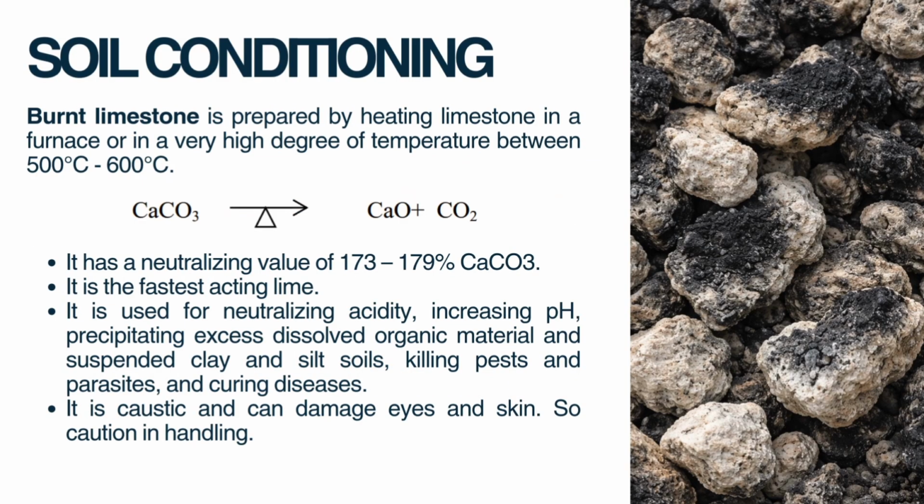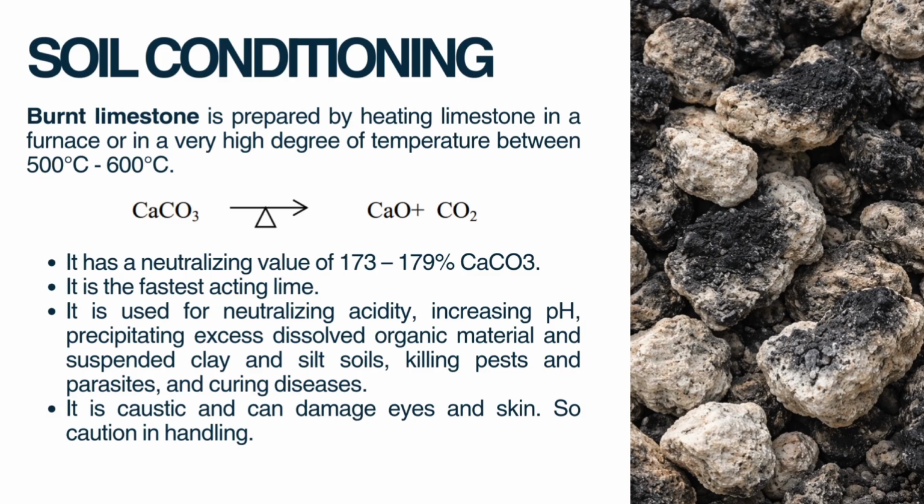Next is the burnt limestone, also known as quicklime, and is produced by heating limestone in a furnace at very high temperatures, usually around 500 to 600 degrees Celsius. During this process, calcium carbonate is converted into calcium oxide with carbon dioxide released as a gas. Burnt limestone has a neutralizing value of about 173 to 179% compared to calcium carbonate, which makes it very strong and effective. Because of this, it is considered the fastest acting type of lime used in pond treatment.